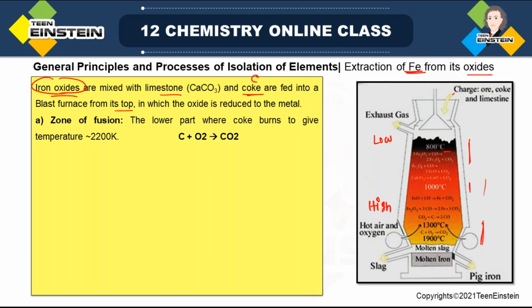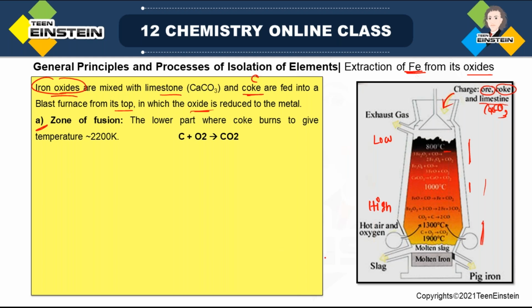So here we are charging this mixture, in which we have ore plus coke and CaCO3, from the upper part. Ultimately, there will be reduction of this oxide, that is, iron oxide will be reduced to iron. But it is not a single step; there are different steps in different temperature zones.